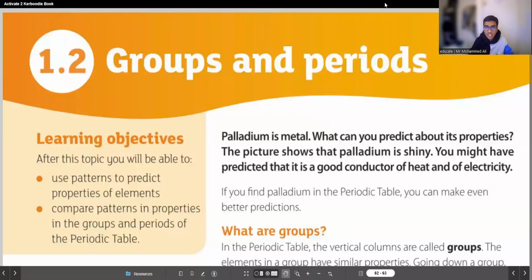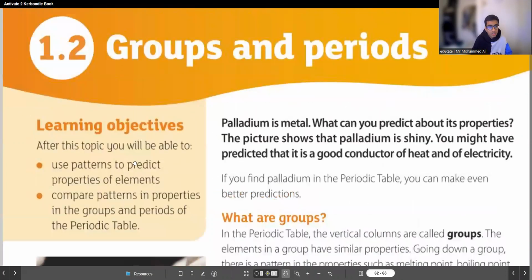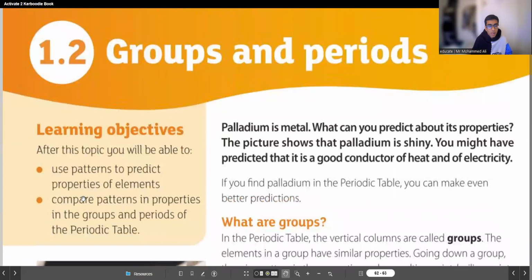Alright, so today in this session, we're going to be talking about groups and periods. Firstly, if you have the Kerboodle book, you can go to pages 62 and 63 in the Activate 2 Kerboodle book, and you'll be able to find 1.2 Groups and Periods. Before we start, we need to go through the learning objectives. After this topic, you'll hopefully be able to use patterns to predict properties of elements and compare patterns in properties in the groups and periods of the periodic table.